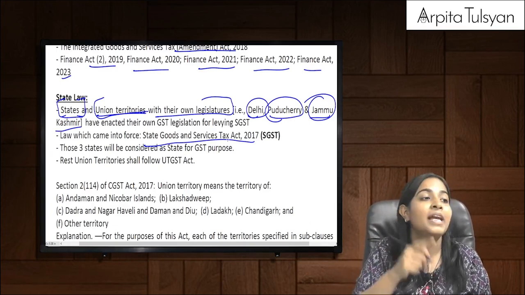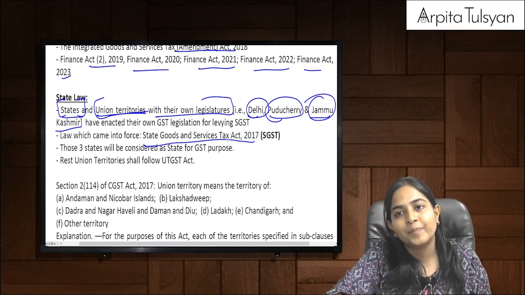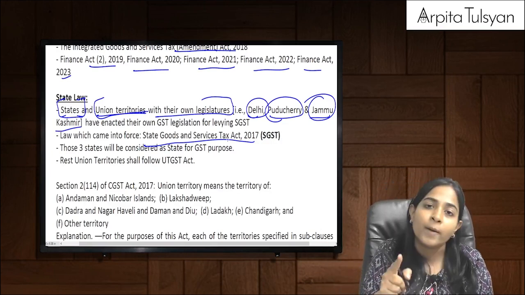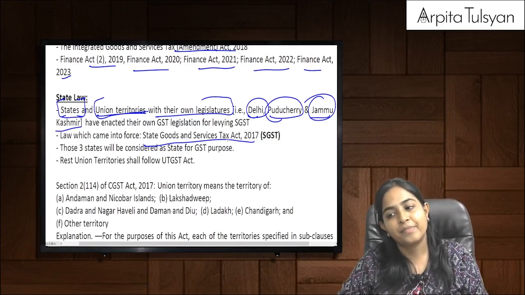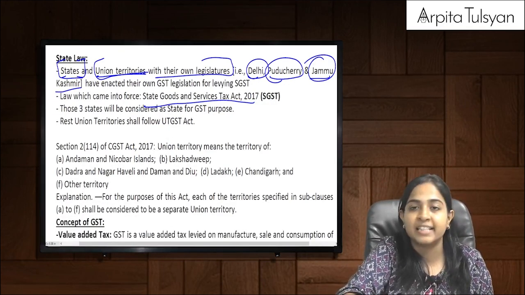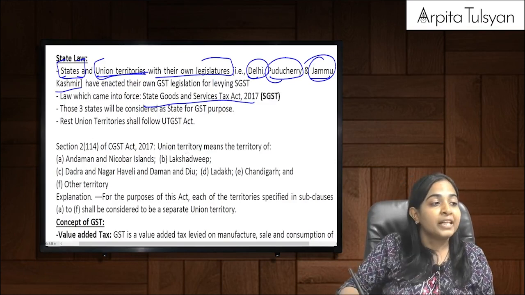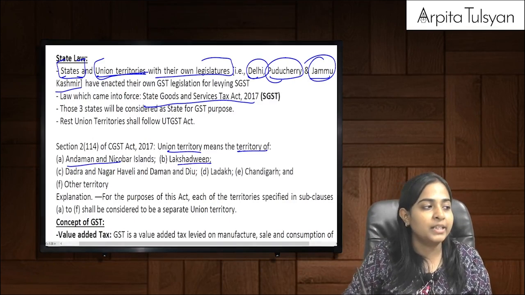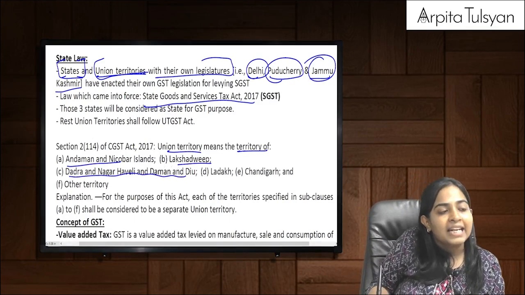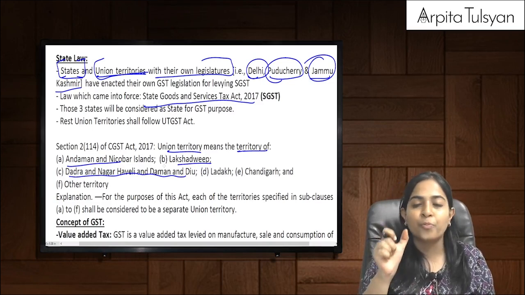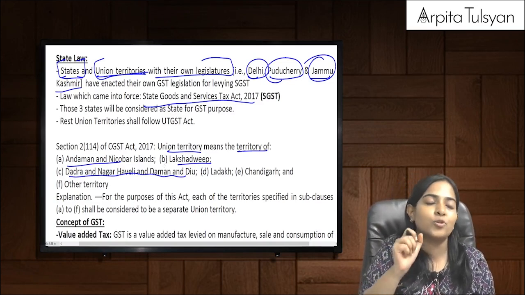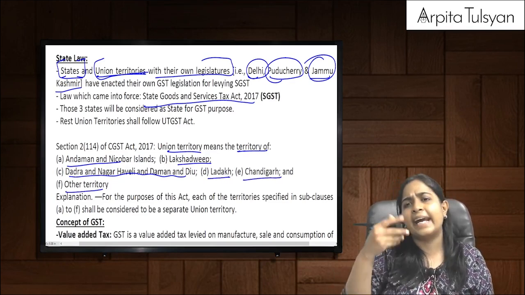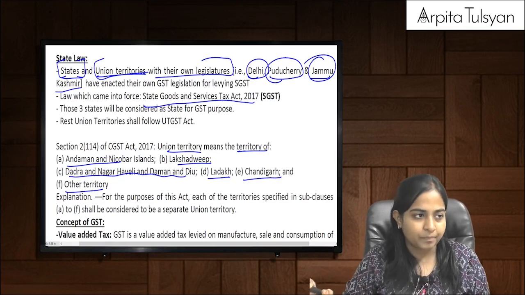Now can you tell me UTGST will be used for whom? UTGST will be used by the rest of the union territories which have not prepared their own legislation. Ma'am, can you give examples of other such union territories? Yes. The territories of Andaman and Nicobar Islands, Lakshadweep, Dadra and Nagar Haveli, and Daman and Diu. They are supposed to use both of them together. Then Ladakh, Chandigarh, and any other territory which will be notified later on.